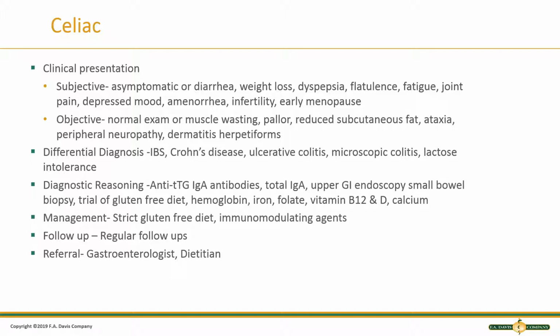An upper GI may show villus atrophy and intraepithelial lymphocytes. Patients who are already on a gluten-free diet will have normal labs and will need a gluten challenge to see if symptomatic. Then check labs. The remaining labs should be considered to check for nutritional deficiencies.